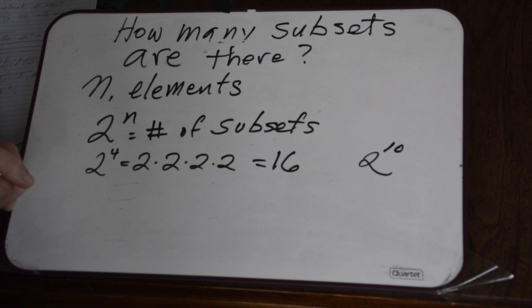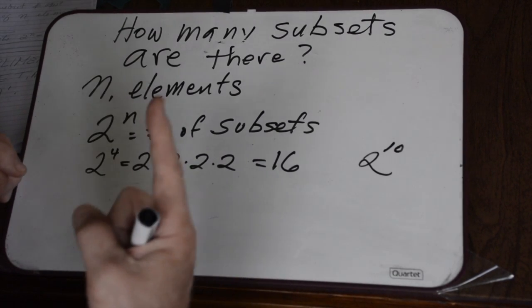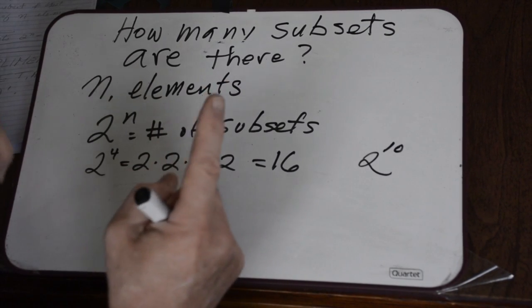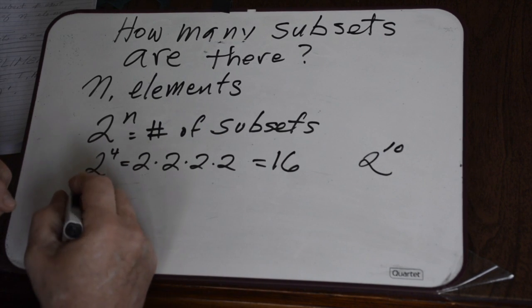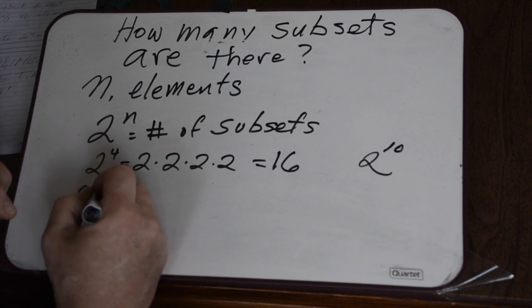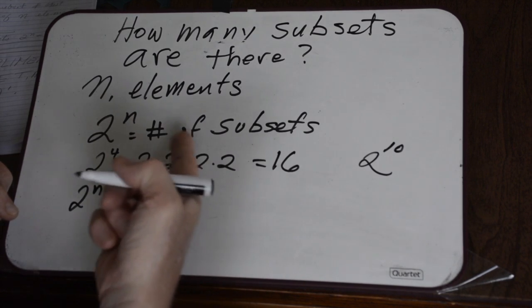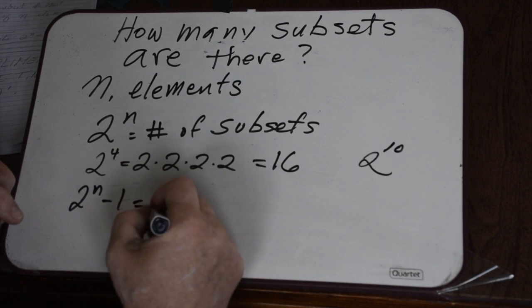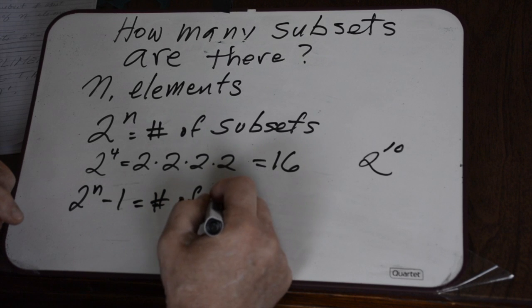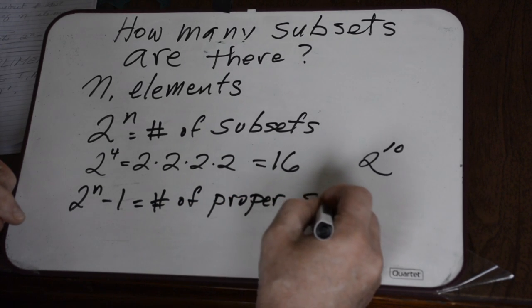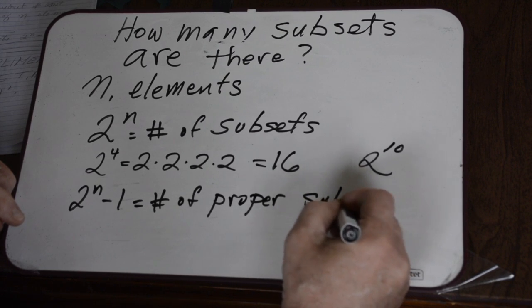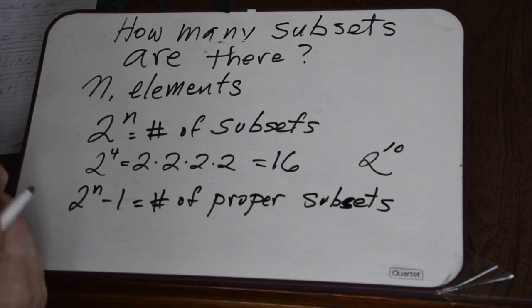So if I ask, how many proper subsets are there? Well, we said the proper subset was really a subset with one exception. The full set was not included. The case A equals B was excluded. So the number of proper subsets is going to be 1 less than the number of subsets. Okay, that's the number of proper subsets.